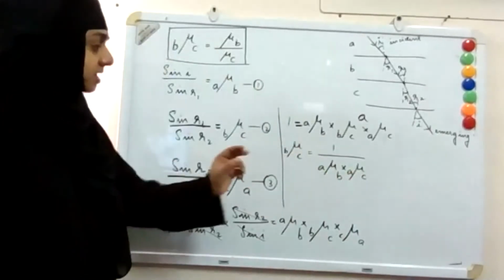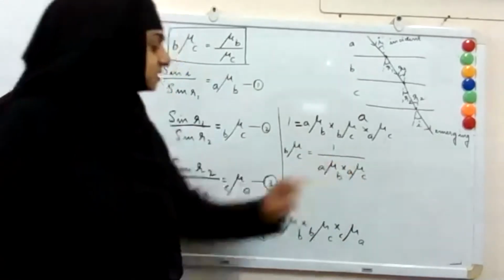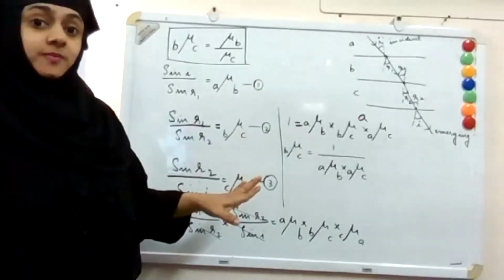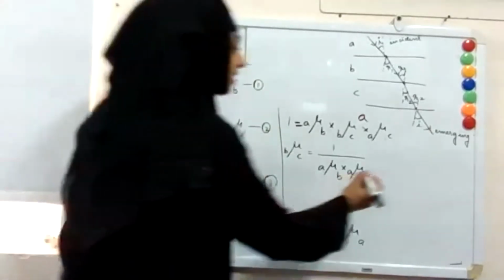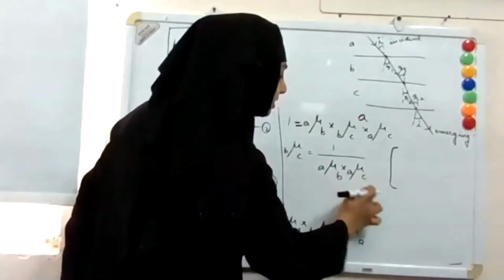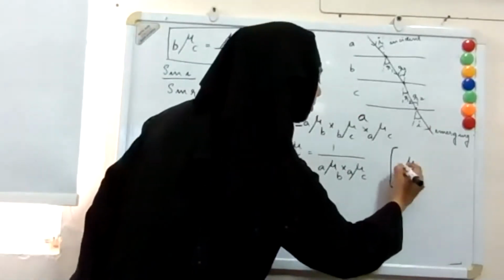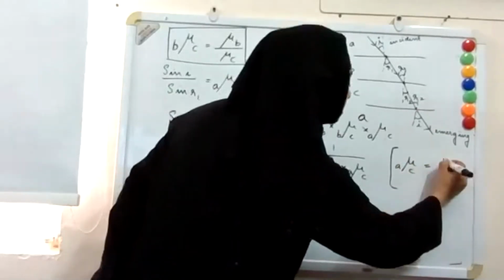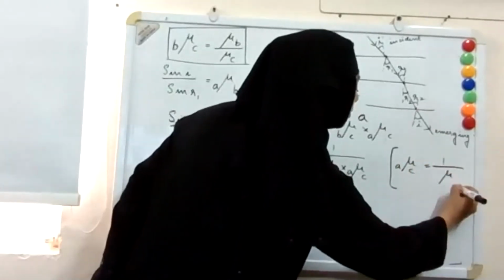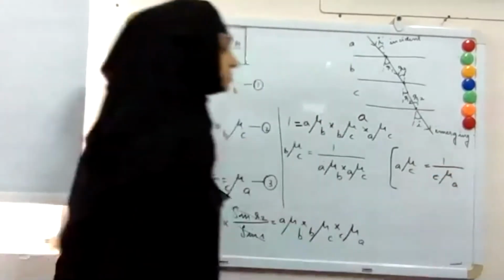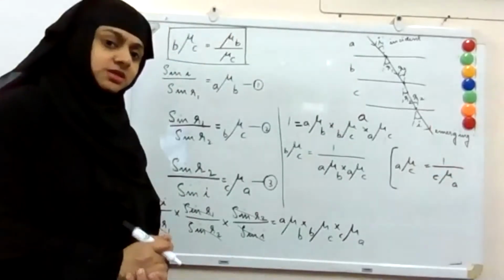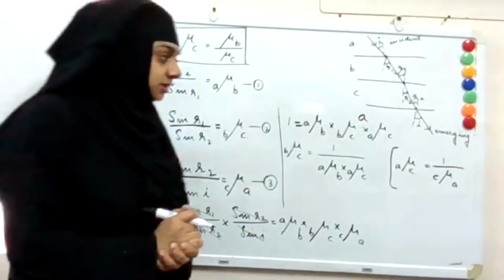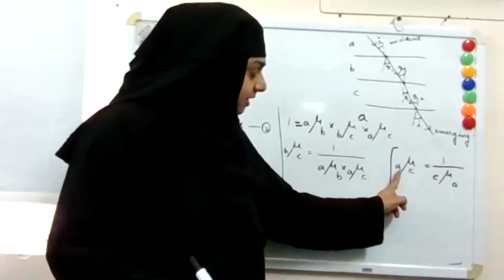Now, I can write mu AC as 1 by mu CA. I can write here, this is mu AC, right? This can be written as equal to 1 by mu AC. Did you understand how this happens? Yes, teacher. So how did this happen? Here, it's a formula, right?